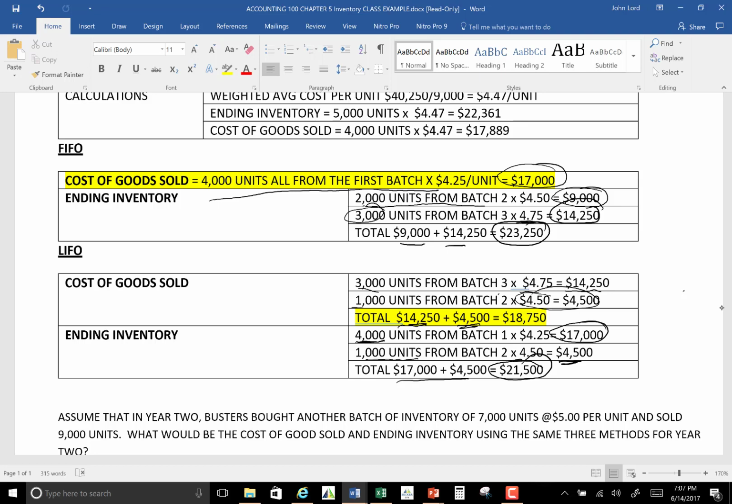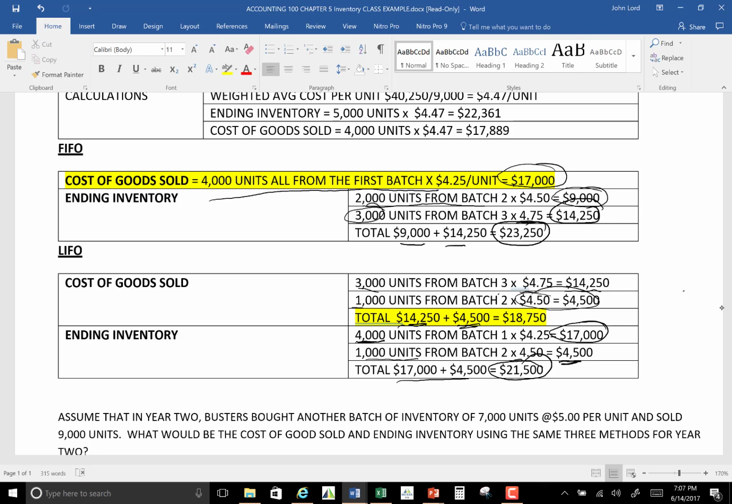In this case, I'm going to do what? I'm going to debit cost of goods sold for 17,000, right? I'm up here now, I'm doing the FIFO. This is the FIFO one, right? For the FIFO one, I'll debit my cost of goods sold, 17,000. I'm going to have to debit inventory because what?